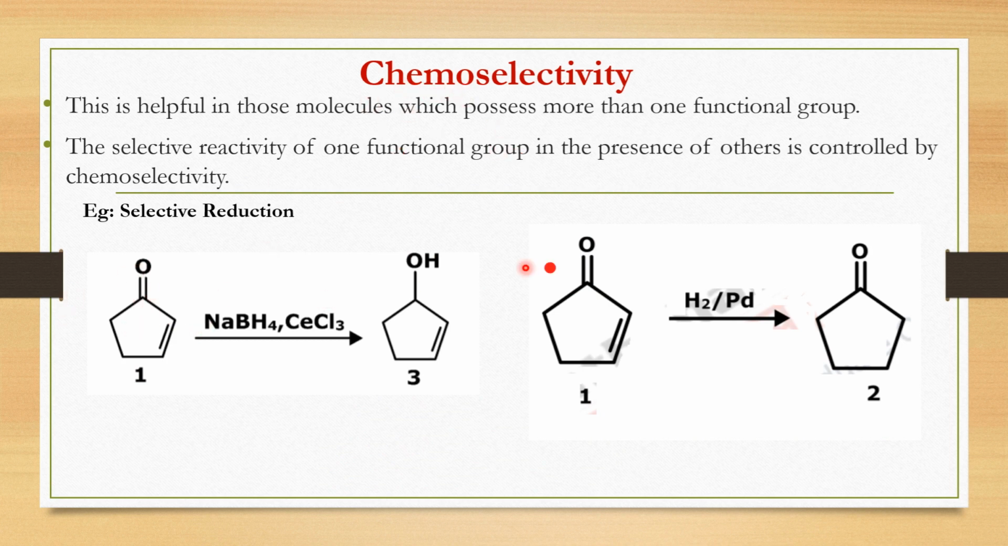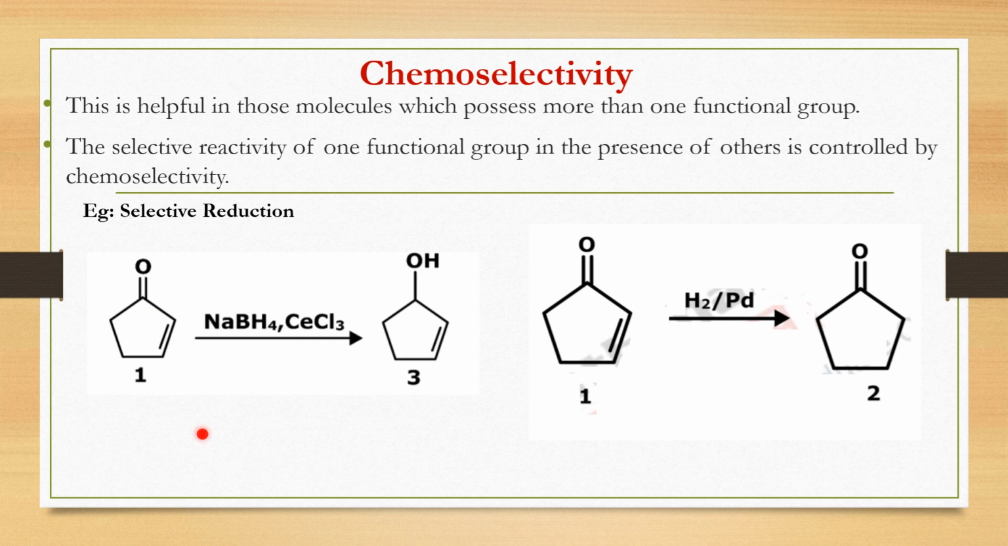Now let's just look at the examples. There are two active functional groups over here. One is C double bond O and one is C double bond C. Now this is a reduction reaction. If you look at the reactions properly, these are reduction reactions. NaBH4 is also a reducing agent. Hydrogen is also a reducing agent. Now look at example number 1. You want to selectively reduce C double bond O to OH, but you don't want to reduce the C double bond C.